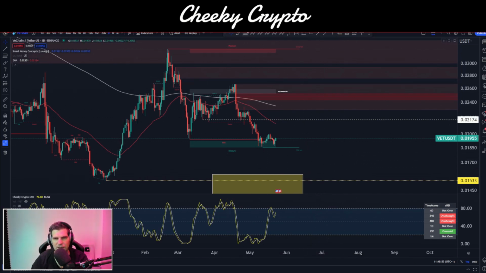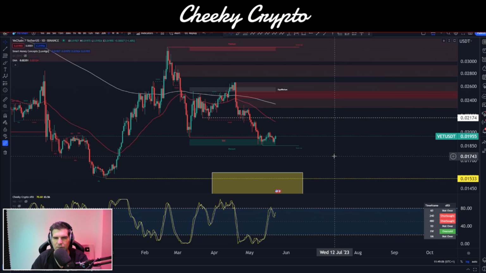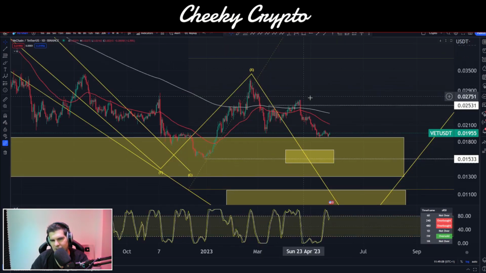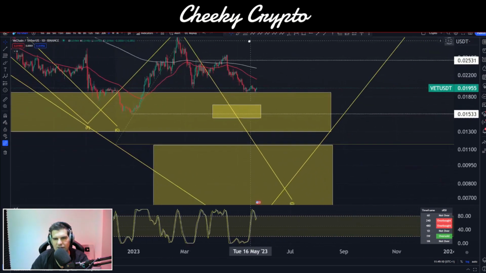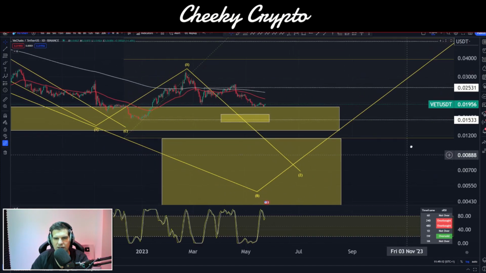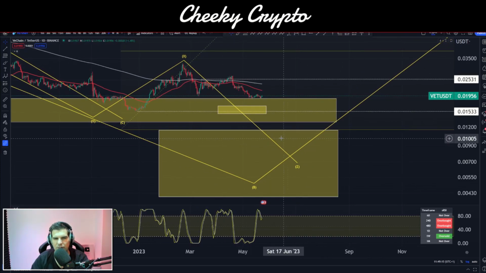The other thing that's worth noting is that this target range down here is an Elliott Wave theory target range, and minimum expectations have already been met, which means we don't have to go all the way to that low point if we don't want to. Let's go over into the Elliott Wave theory side of things, because there are a lot of different targets here for VeChain on the Elliott Wave theory side of things.